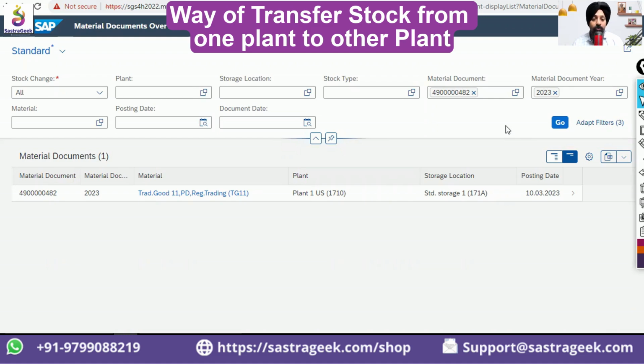So Rashmi is having a question. How does the stock physically move from one plant to another plant? That depends on the situation, on how the stocks are moving from one plant to another plant. It can be moved with a forklift.